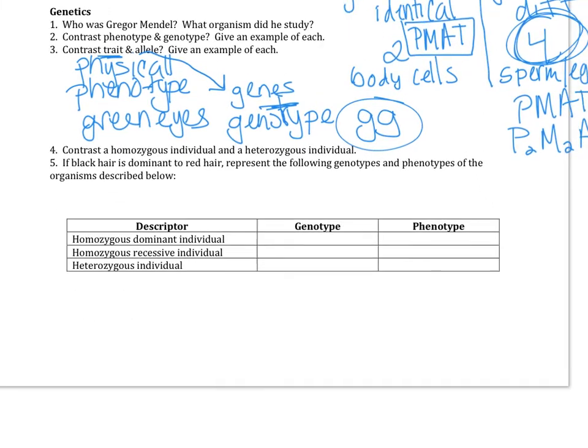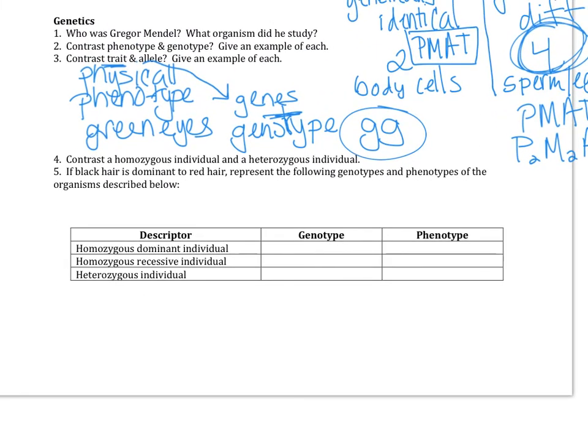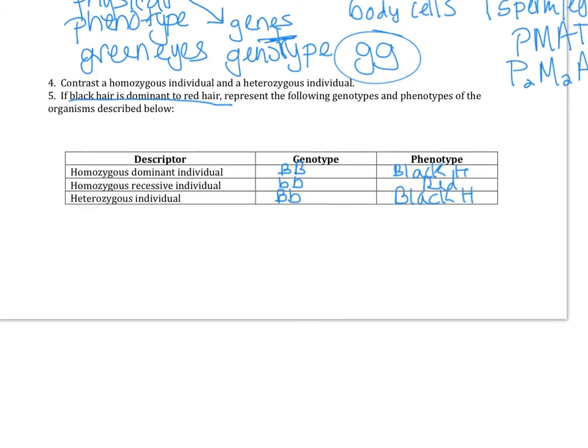Let's just look at this one really quickly. So if black hair is dominant to red hair, okay? Use the following genotypes and phenotypes. Homozygous dominant is going to be this. Homozygous recessive is going to be here. And this is going to be heterozygous. The phenotype, you're going to have black hair, because that's dominant, right? And this is going to be red. Hopefully that makes sense.